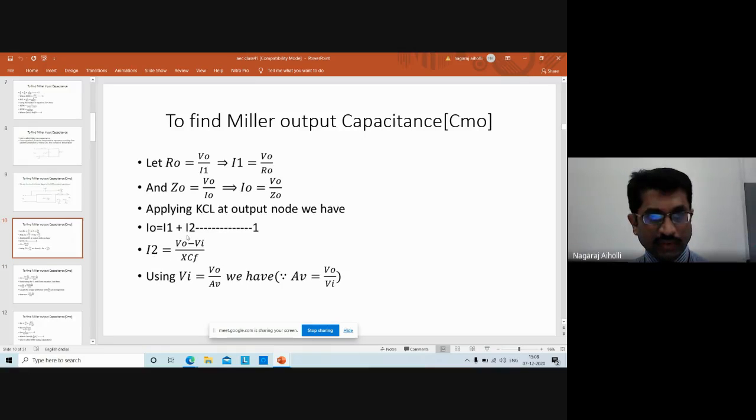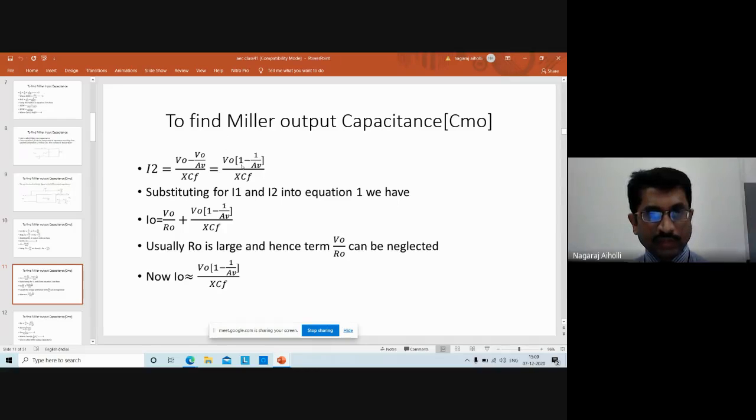So equation 1 is I0 equal to I1 plus I2. I0 is V0/Z0. I1 is V0/R0. Then I2 is whatever we have got here just now, that is V0 into (1 - 1/Av)/XCF. Substituting, I0 is equal to V0/R0 plus V0 into (1 - 1/Av)/XCF.